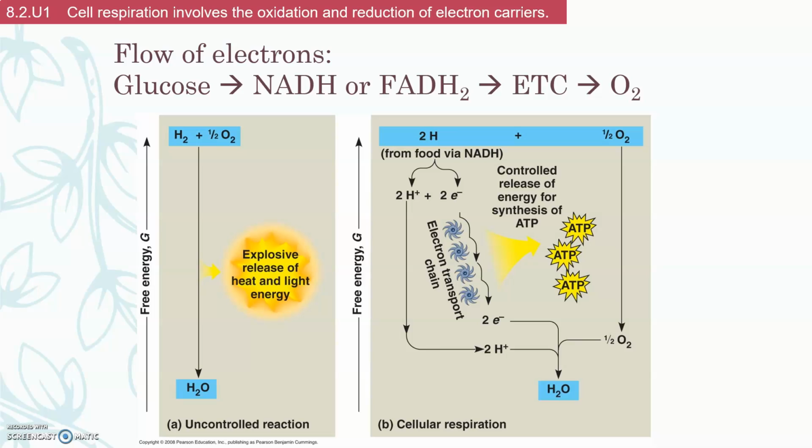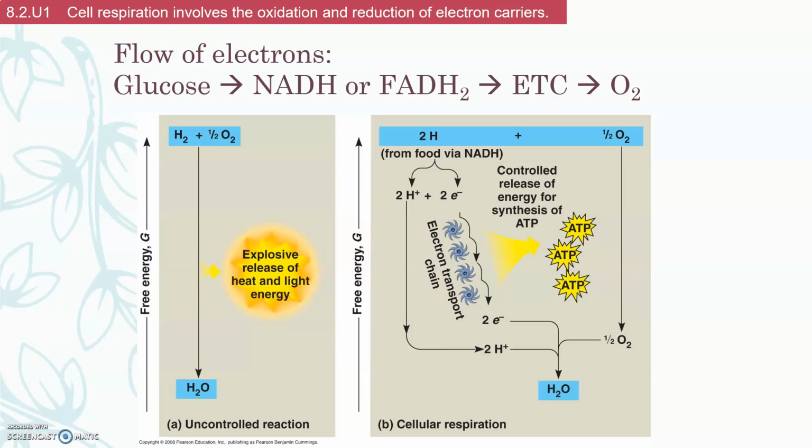If we take a look at this diagram, we can see that hydrogen and oxygen react together naturally. However, if it's uncontrolled, it involves an explosive release of heat and light energy. That would be considered an uncontrolled reaction. That is not what we want within cells.